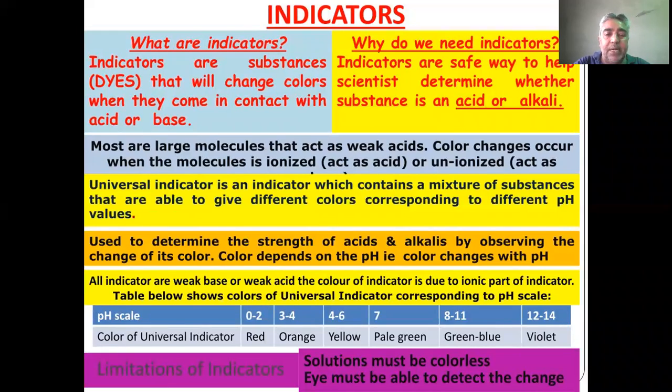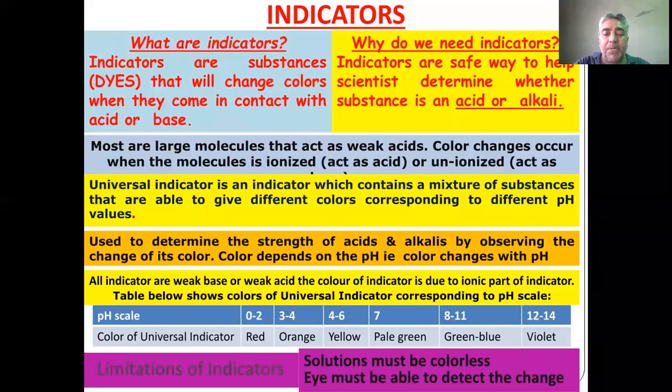Universal indicator is an indicator which contains a mixture of substances. What is a universal indicator? Give its example, करके 1 marks question आता है. Universal indicator is an indicator which contains a mixture of substances that are able to give different color corresponding to different pH value. Used to determine the strength of acid and alkali by observing the change in its color.